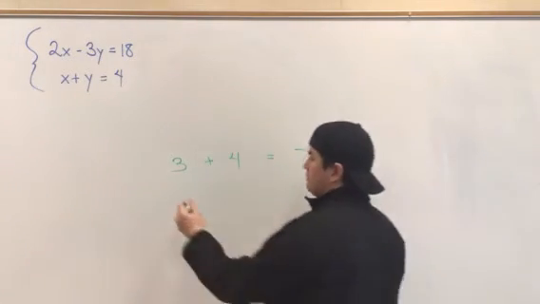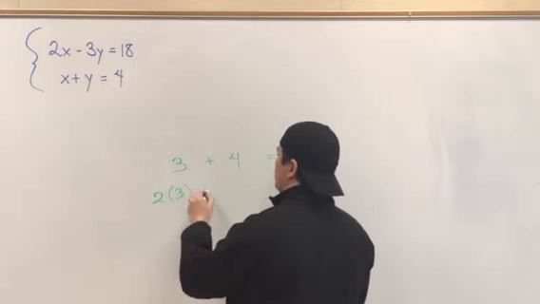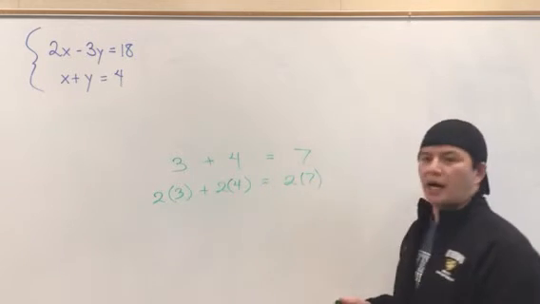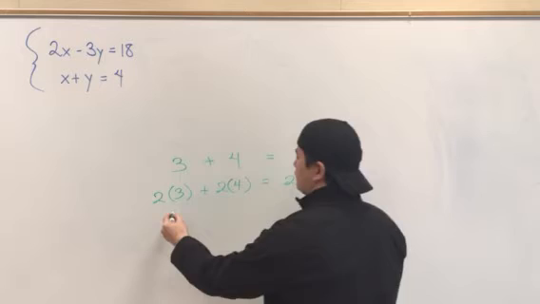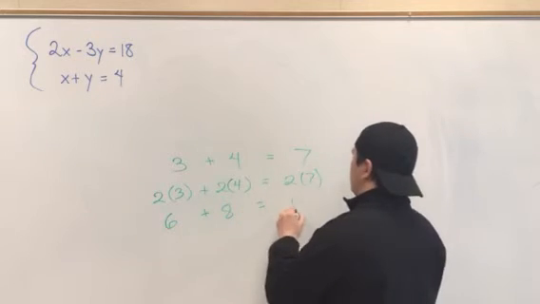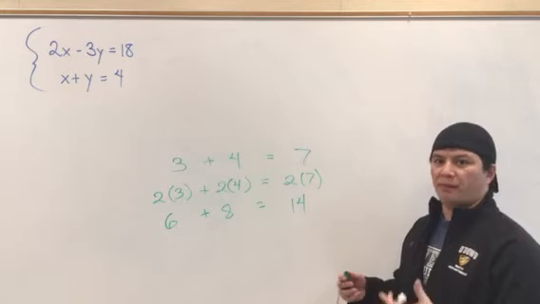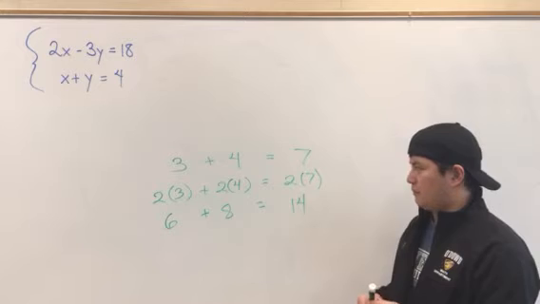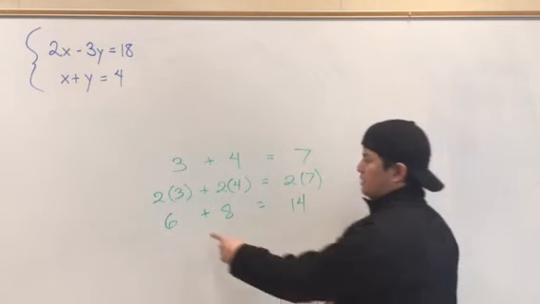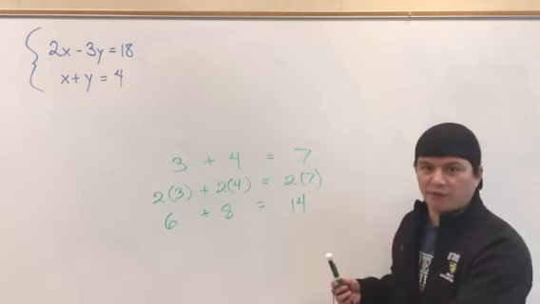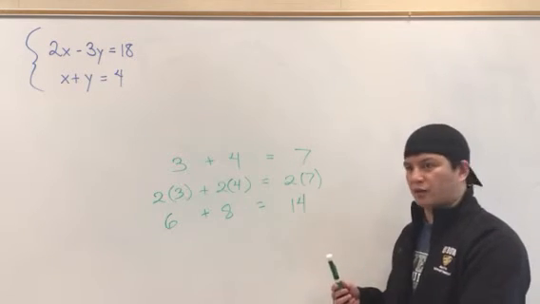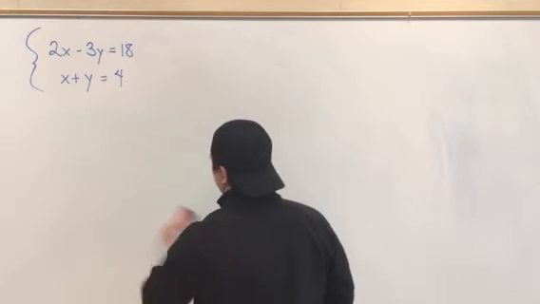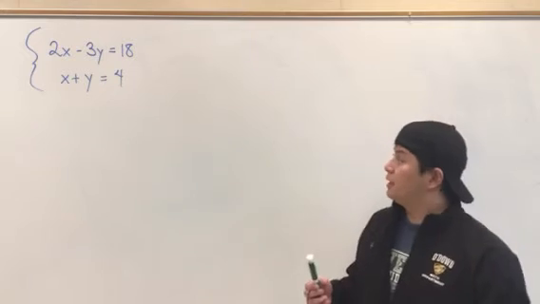So let's do that. 2 times 3, 2 times 4, 2 times 7. I can do something like this. This gives me 6 plus 8 equals 14. The equation remains balanced. It is saying something slightly different, but proportionately, everything is double the size because I multiplied everything by 2. Everything on the left, everything on the right. We're going to use those concepts to solve our system by elimination.